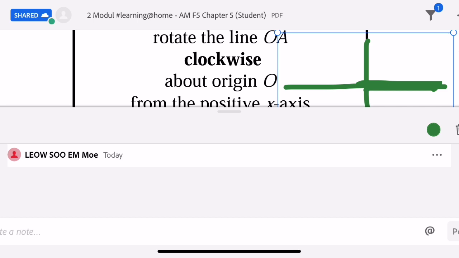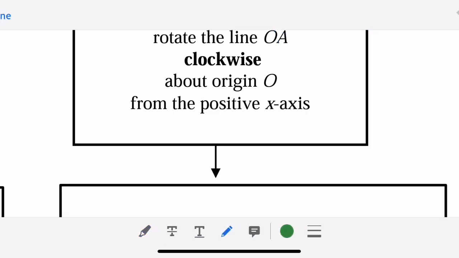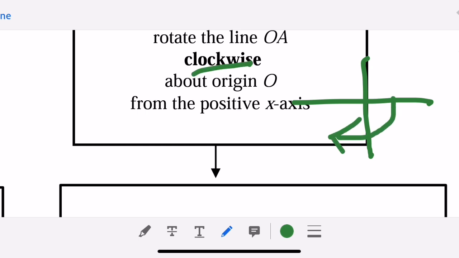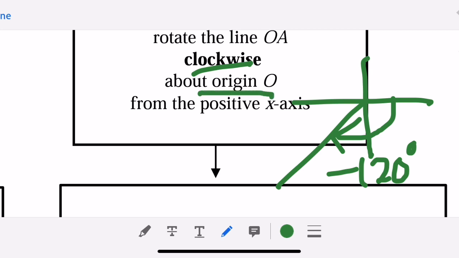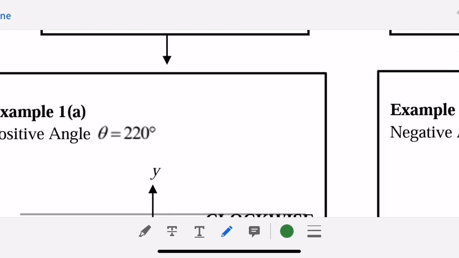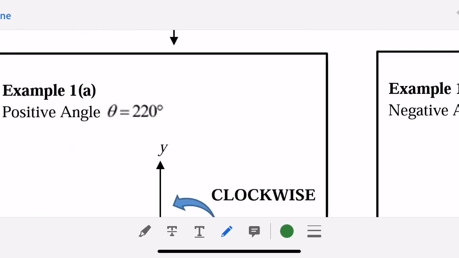So if we want to label a negative angle, it will follow the clockwise direction, for example negative 120. It is clockwise, and it must be about the origin from the positive x-axis. This is the positive x. That's the definition for a positive angle and a negative angle.